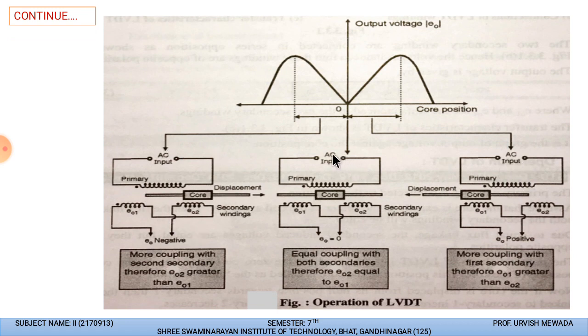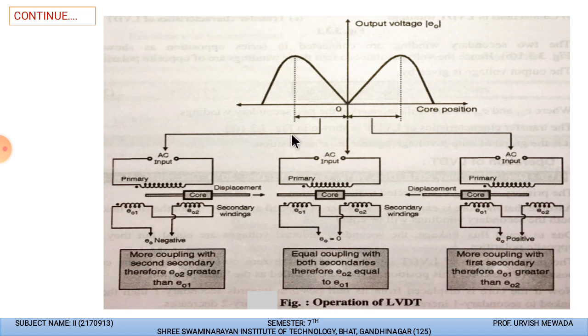In this operation of the LVDT we have considered three positions. Let us consider the first position, the main position, suppose the core is at the center. Whenever the core is at the center, the EMF produced by both the windings will be the same. Both will cut the same amount of flux, so both will have the same EMF. As we have the equation, E output is equal to E01 minus E02, both EMFs are equal, so there is no output. Equal output with both secondaries, therefore E02 equals E01, so there is no output. It means our graph is starting from zero over here.